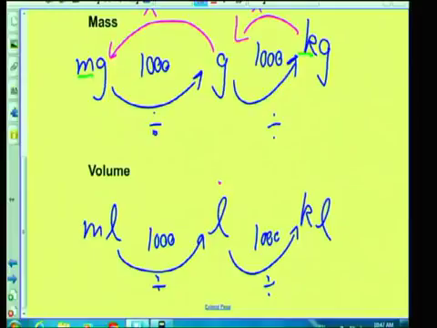And even then, you're going to divide. Going the other way, you're going to multiply. And that's all quite straightforward.